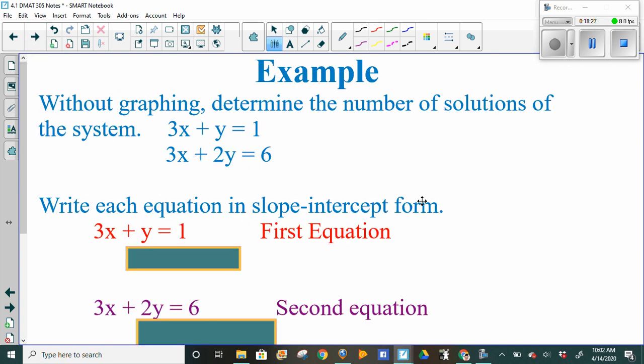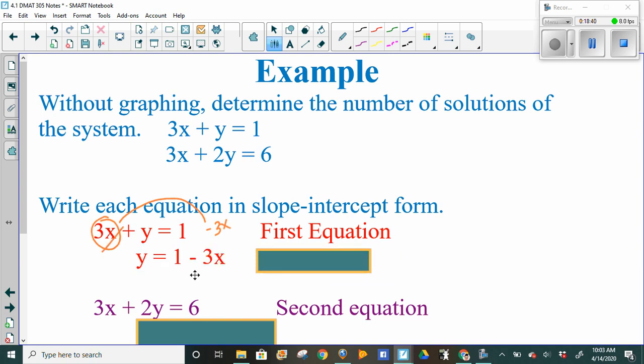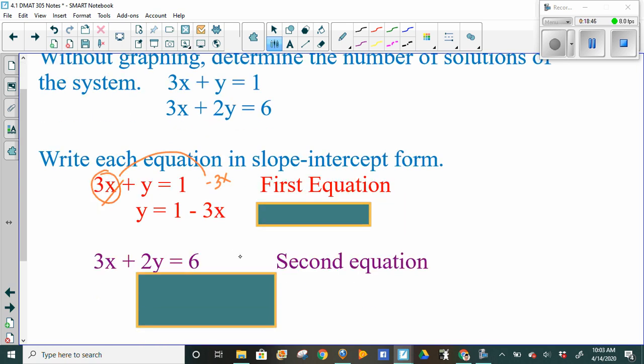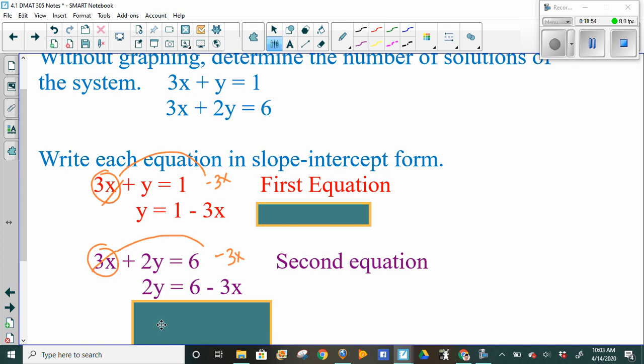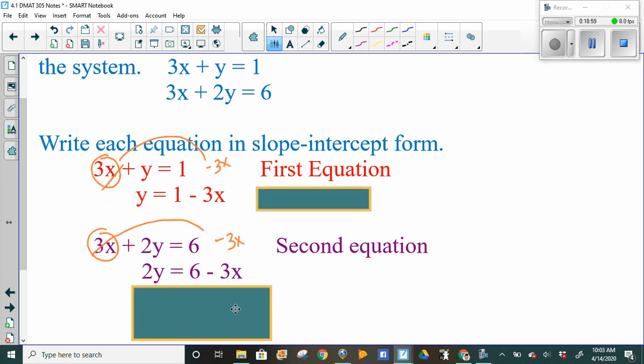So without graphing, we take our first equation, 3x plus y equals 1. We're going to take the 3x and move it over here by subtracting it. So that gives us y equals 1 minus 3x. Second equation, you're going to take your 3x and move it over here by subtracting it. So that gives us 2y equals 6 minus 3x. And then we're going to divide everything by 2. So when we divide everything by 2, we get 6 divided by 2, which is 3, and 3 divided by 2, which is 3 over 2.